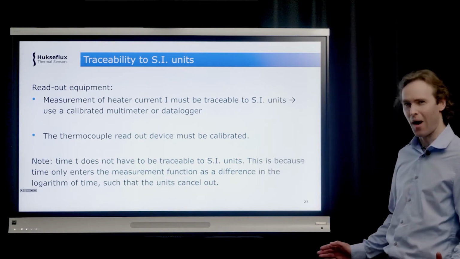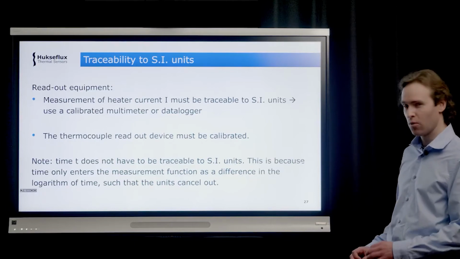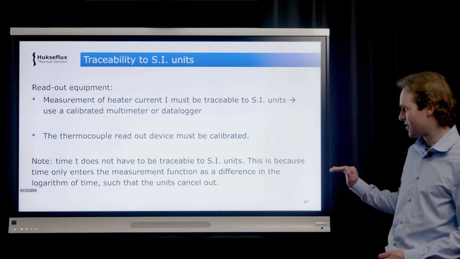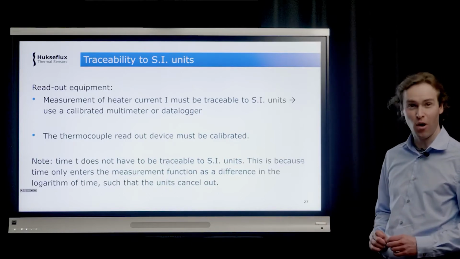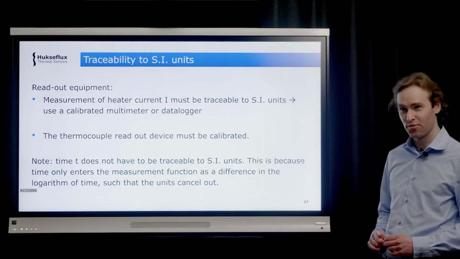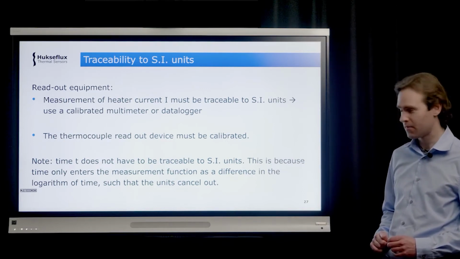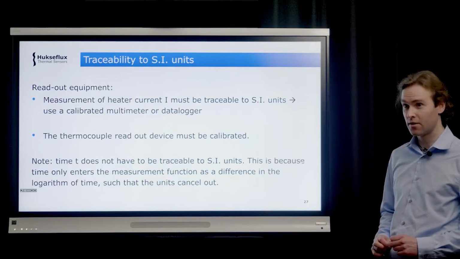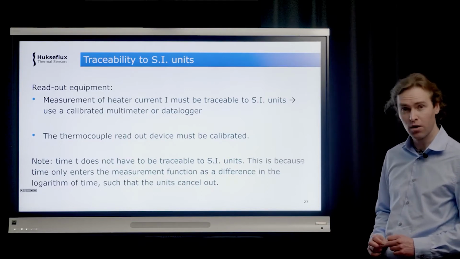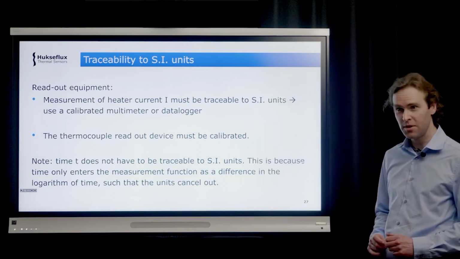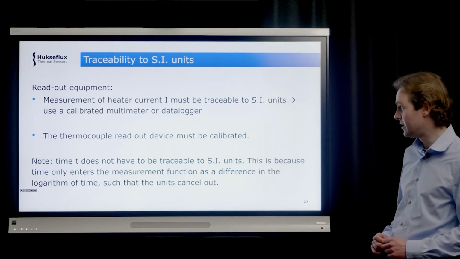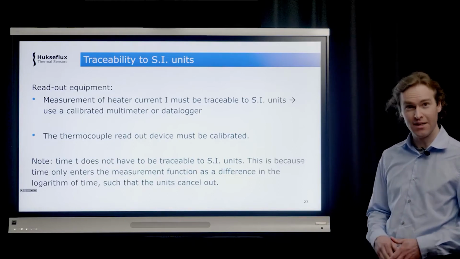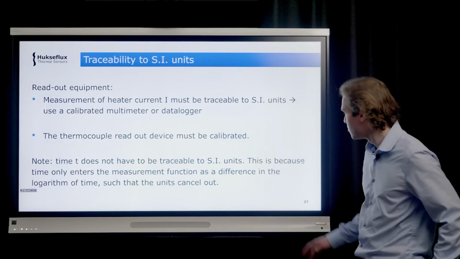And then you wonder, okay, why? This is actually because of the way that time enters this measurement equation. It only enters the measurement function as a difference of the logarithm in time. And the result is that the units cancel out. So time does not have to be traceable to SI units. That does not mean that there are no requirements for your clock. Your clock frequency must be stable. And of course, the zero point in time needs to coincide with the heater switching on. So this needs to be correct.